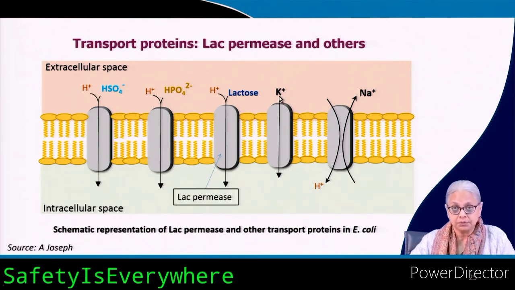The uniporter is a protein that is pumping potassium into the cell, and the antiporter is sodium that is being pumped out of the cell while the protons are being brought into the cell. So again, there's dissipation of the proton motive force along with the pumping out of sodium.